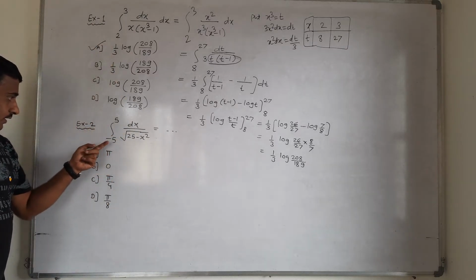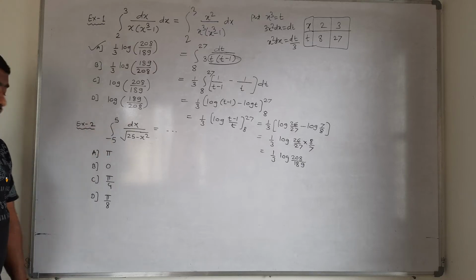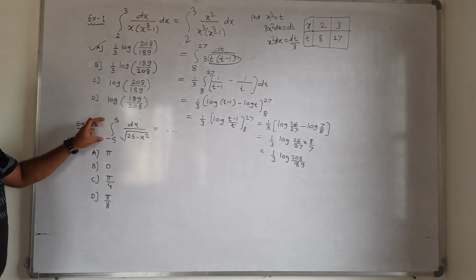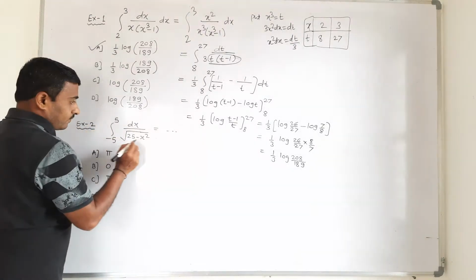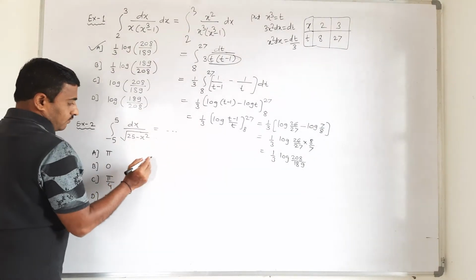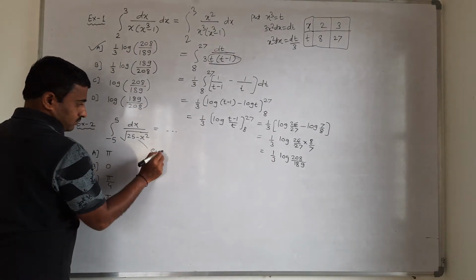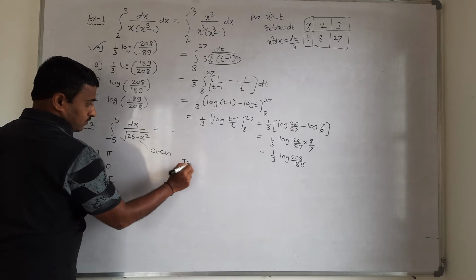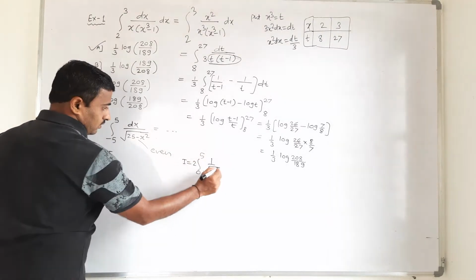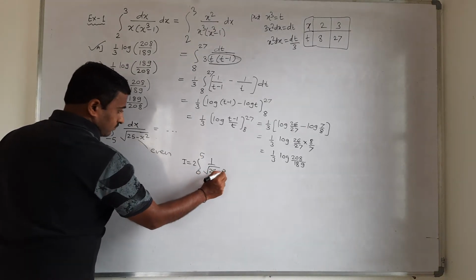Next example: the integral from minus 5 to 5 of dx upon root of (25 minus x square) is equal to dash dash. Now this is a symmetric interval, therefore test even or odd: x is replaced by minus x, and the function is maintained. This is an even function, therefore the integral is 2 times the integral from 0 to 5 of 1 by root (25 minus x square).